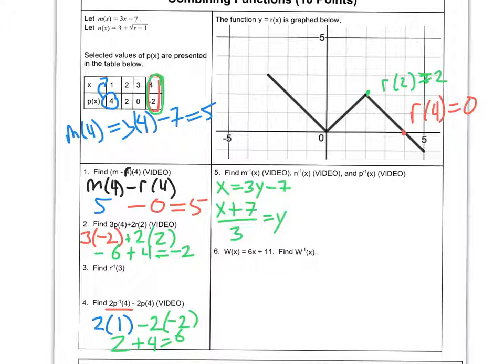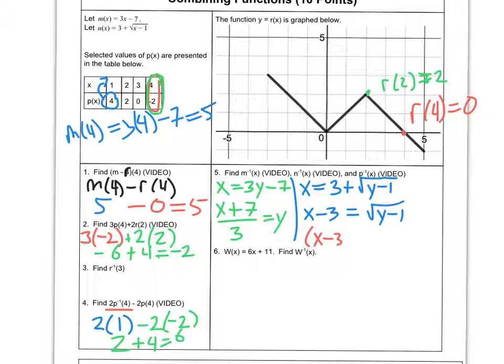That's your inverse function. N inverse of x, again I'm going to start the same way. X is equal to 3 plus the square root of y minus 1. We're going to subtract 3 from both sides. X minus 3 is equal to square root of y minus 1. I'm going to square both sides to get x minus 3 squared is equal to y minus 1, and finally we get y is equal to x minus 3 quantity squared plus 1. Just like last time, there's some reasons that that's not quite accurate, but we're going to kind of ignore that for the purpose of playing with inverses.